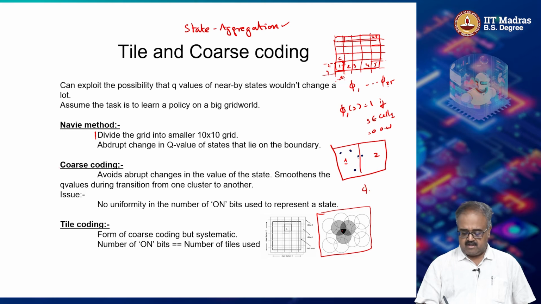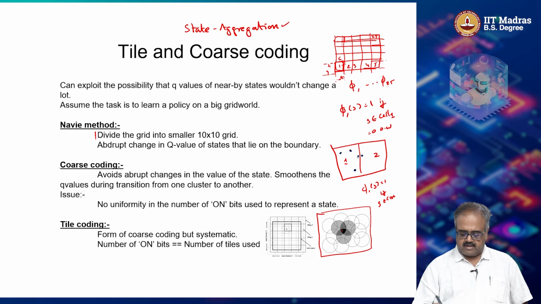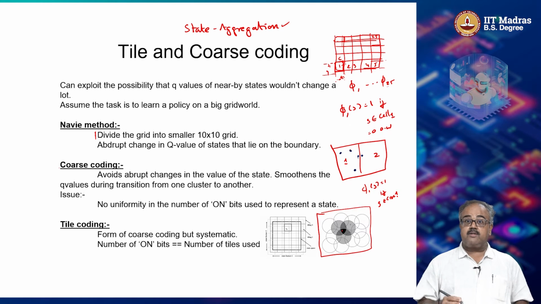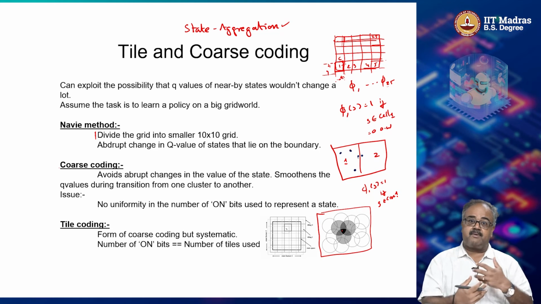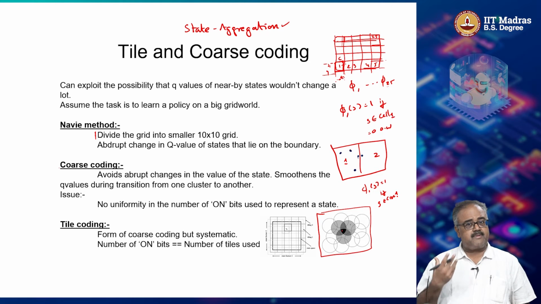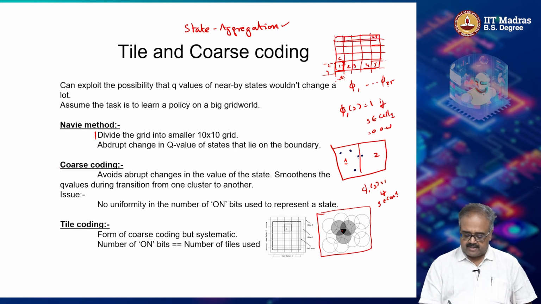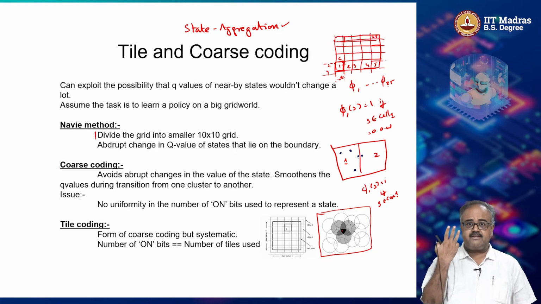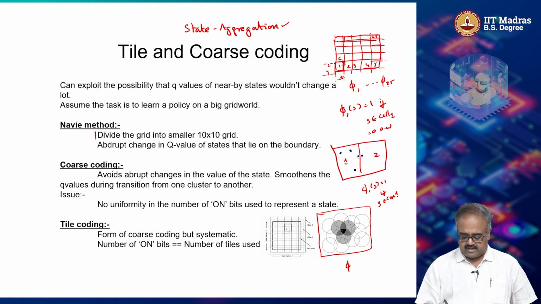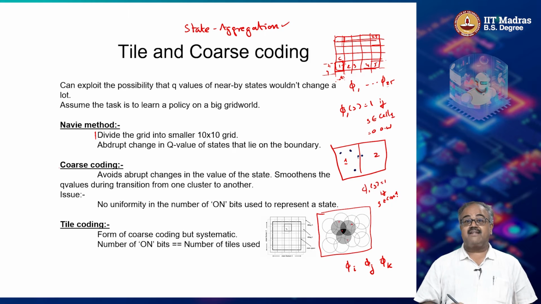So, phi 1 of S will be equal to 1 if S belongs to circle 1. But now multiple phis will become 1. The advantage is that multiple phis will become 1 for a particular S. For example, take this. There will be 3 phis, we do not know which, phi i, phi j and phi k corresponding to circles i, j and k. 3 of them will be 1 for the state x.